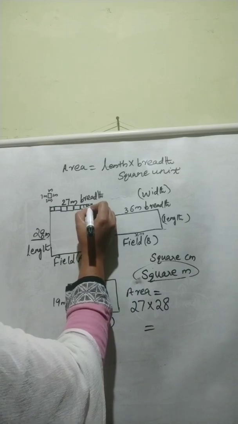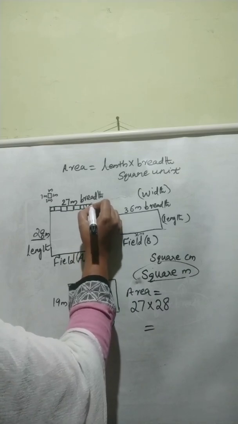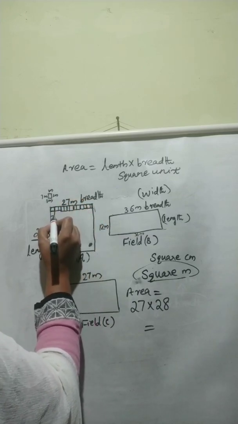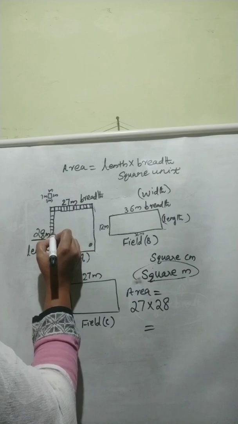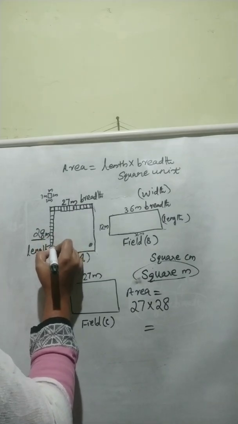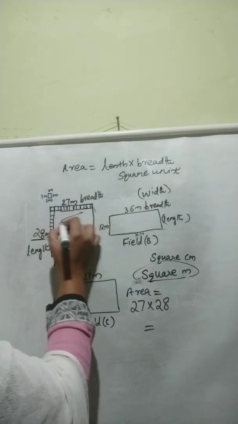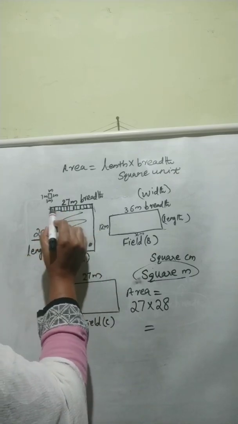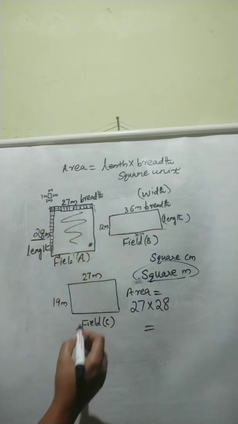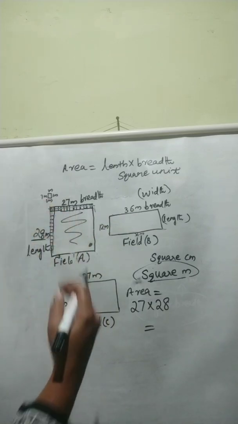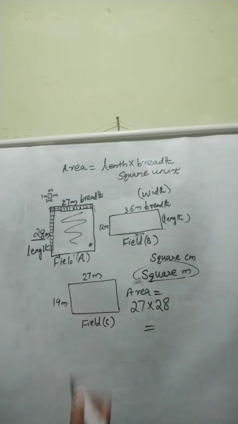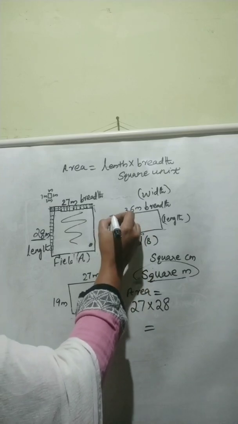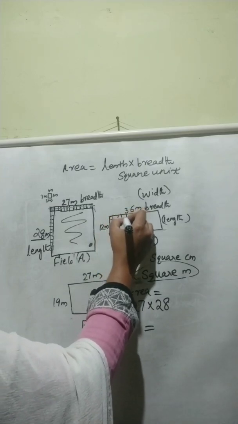That means 1 meter, 1 meter, 1 meter, 1 meter, and such 27 are needed. Then on this side, how many are needed? We can draw 28. So how many squares can we draw inside? We have to multiply this side and this side, so we will get how many squares there are. That is the square meter. In case of area, all of this needs to be drawn as squares only.